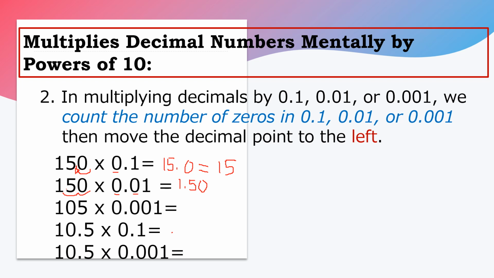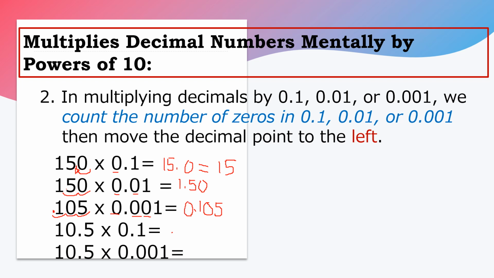What about in 105 times 1,000? Ilang 0 meron sa 1,000? Obviously, meron tayong tatlo. So, 1, 2, 3. Dahil meron tayong tatlong 0, magmumove tayo ng tatlong beses papunta sa kaliwa. So, 1, 2, 3. Dito mapupunta ang decimal point sa unahan ng 1. So, ang sagot ko ay 0.105. Dahil walang number sa una ng decimal point, lalagyan natin ng 0.